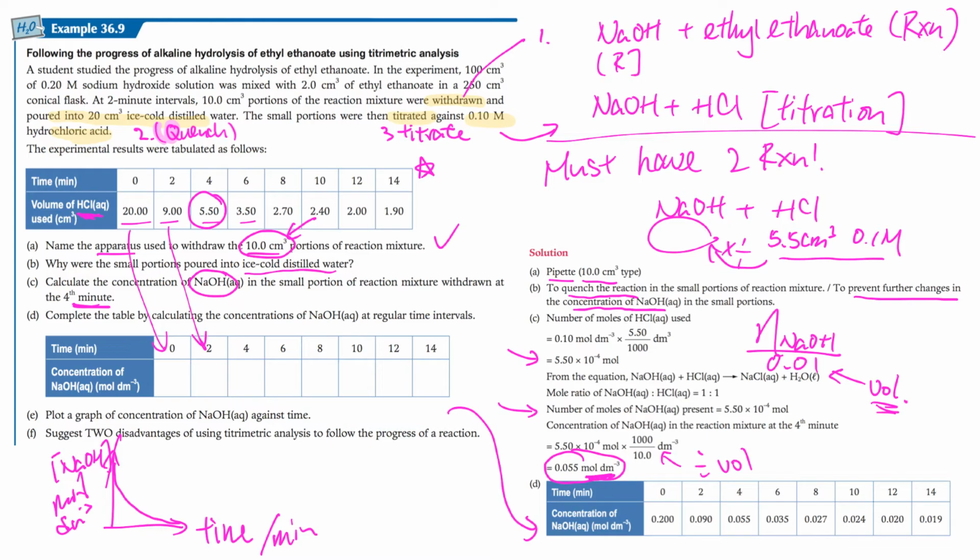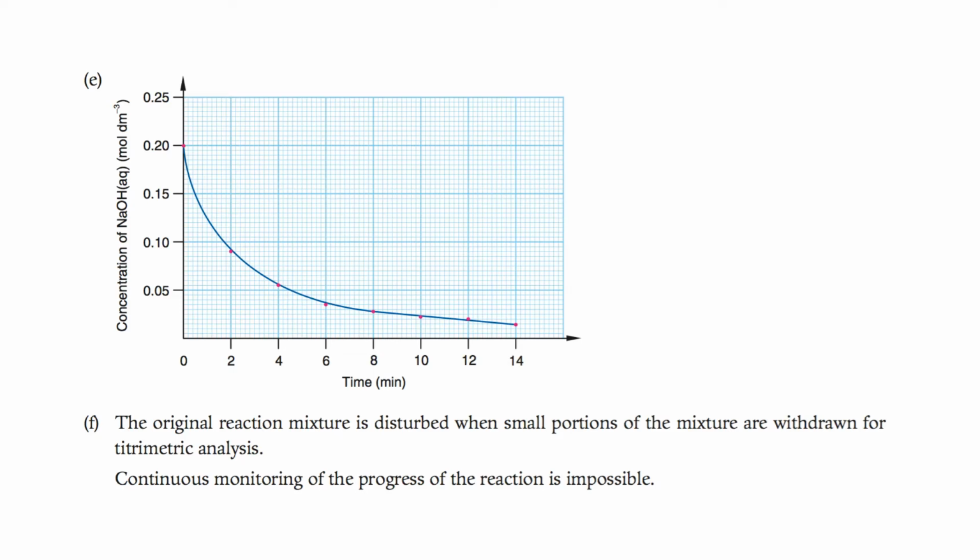And also we have to find out two disadvantages. Let's have a look. So the concentration time graph is like this. Remember the unit. At the beginning, the initial rate is fast, and then it gets slower and slower. Finally, if the reaction stops, it will go horizontal. The two disadvantages: the original reaction mixture will get disturbed whenever we withdraw a small portion. At the same time, continuous monitoring of progress is impossible because the fastest that you can do is just 2 minutes. So in the middle, something happens, but you can't measure it.